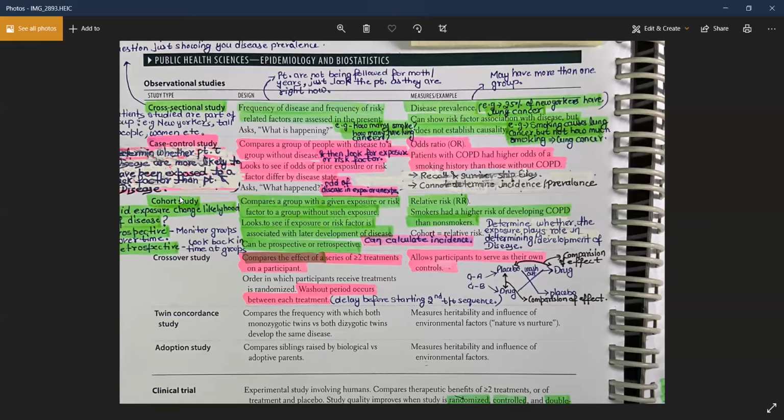Generally, the case control or the cohort study go back in months or years, not days. Okay, very much important to know. So any doubt in the cross-section study?